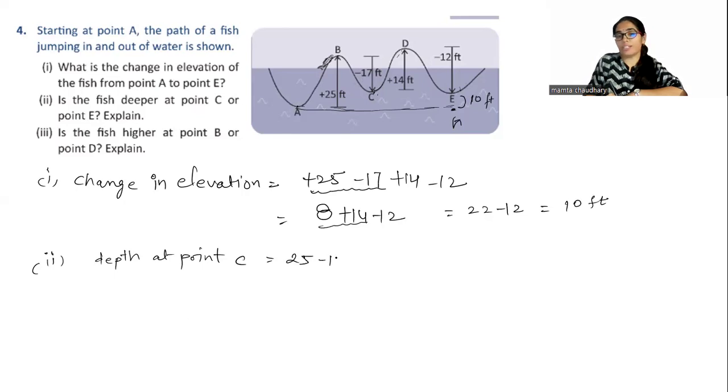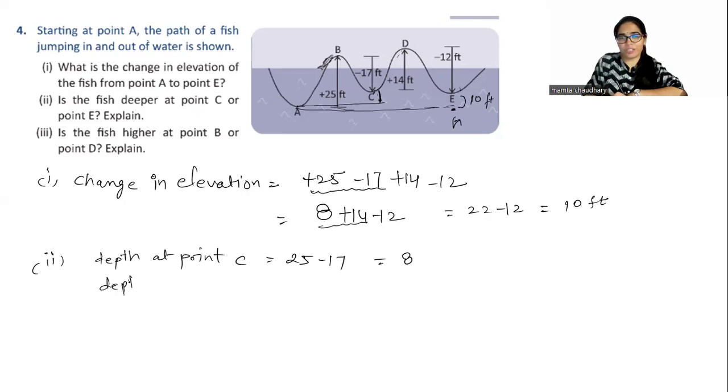Plus 25 minus 17. Because how will we find the elevation? We will find the elevation. Okay, so now 25 minus 17 will give you positive 8. It means this point C is 8 feet up from point A.